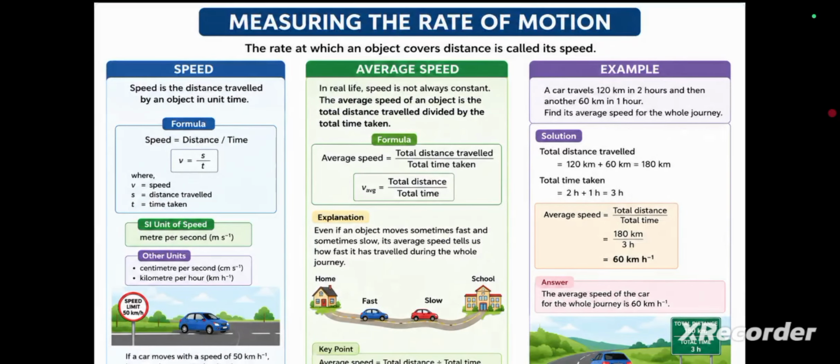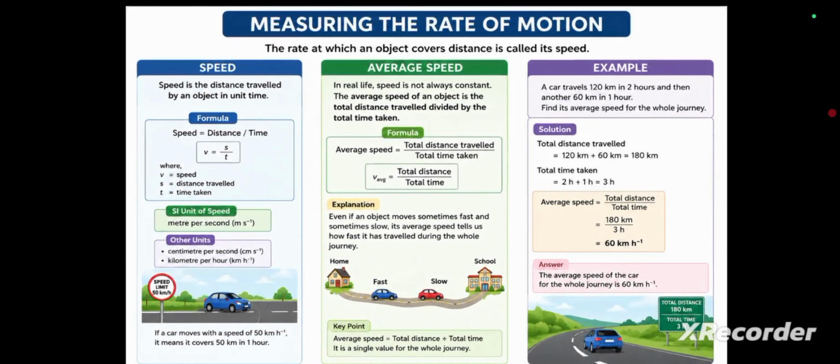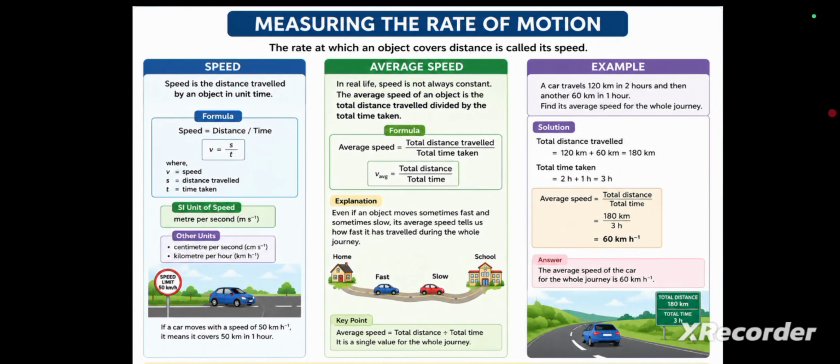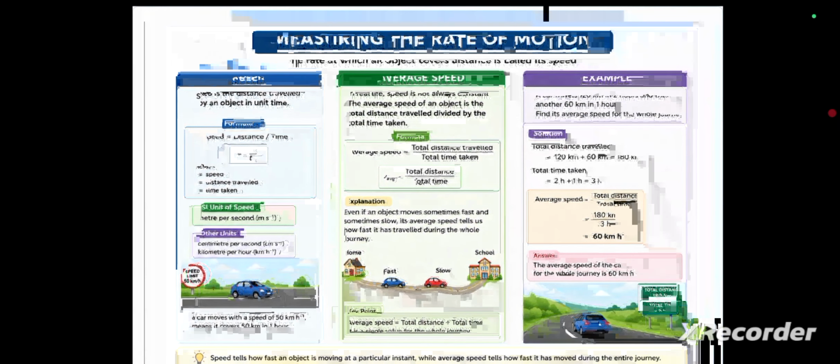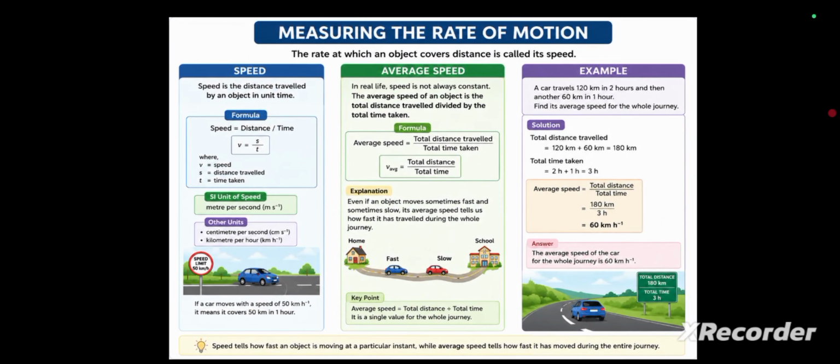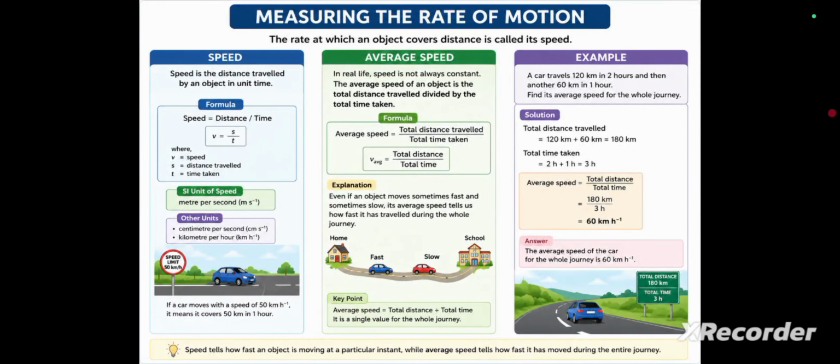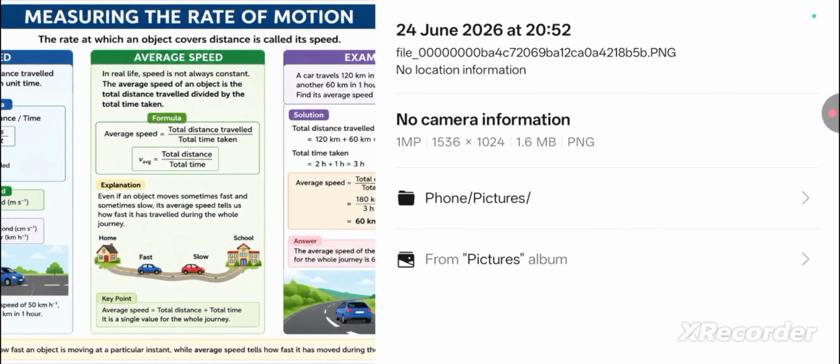Okay. So total distance we have to travel is 180 kilometers and total time we have to take is 3 hours. So the total average speed is equal to 60 km per hour. Now I hope you understand this topic, speed and average speed. This is measuring the rate of motion.